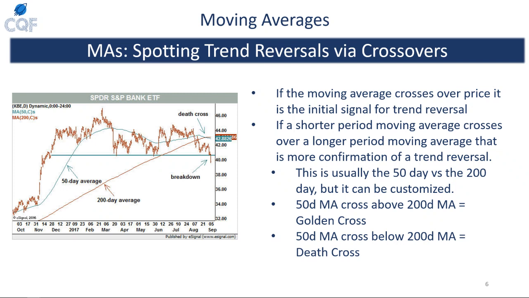Here, if the shorter crosses above the longer, it's called the golden cross. If the shorter crosses below the longer, that is called the death cross. So shorter crosses above, golden cross; shorter crosses below, death cross. And the golden cross is a good thing, that's a bullish sign, and the death cross is bearish. Most people look at the 50-day and 200-day, but again, moving averages are fully customizable.